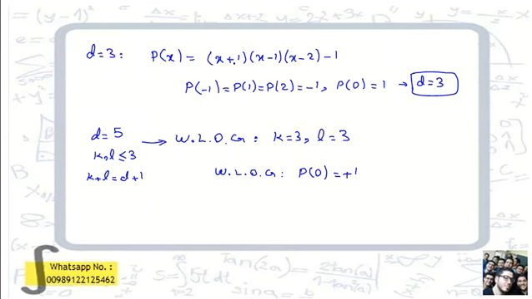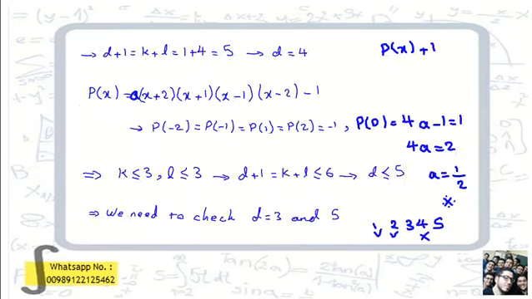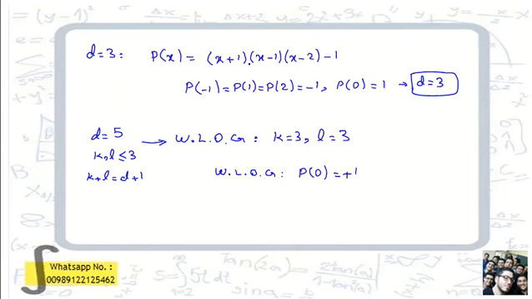When d equals 3, we can say, like this page, we try to find from 1, minus 1, minus 2. We say, okay, x plus 1 times x minus 1, x minus 2 times minus 1. P of minus 1 equals P of 1 equals P of 2 equals minus 1. And P of 0 equals 1. So for d equals 3, we found a polynomial. And now let's consider when d equals 5.